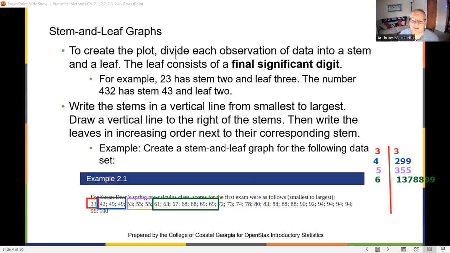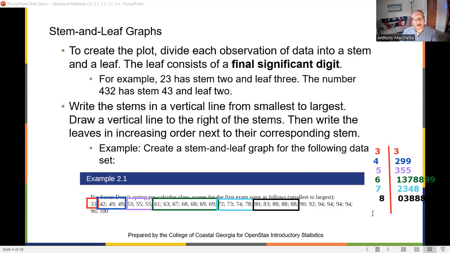Carrying on, we'll do the 7s now. Let's pick another color. I'll pick light blue this time. Here they are. And then we'll draw those in. So it'll be a 7 as a stem, and then the leaves are 2, 3, 4, and 8. And then we have 8s. For 8, I'll use black. Then we'll draw into the stem 8, and the leaves will be 0, 3, 8, 8, 8.